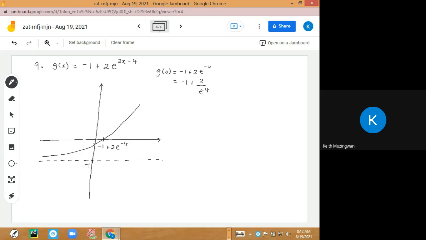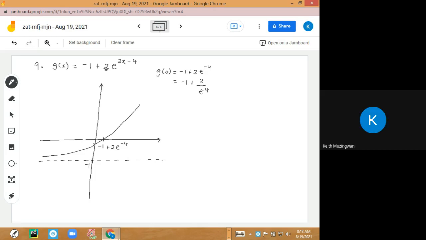So the 2 has an effect on the y-intercept. This number which is being multiplied here stretches the graph. But because we're not drawing to scale, we are free not even to show that there was any stretching. No one will sanction us. Okay, so we have had so much on exponentials.